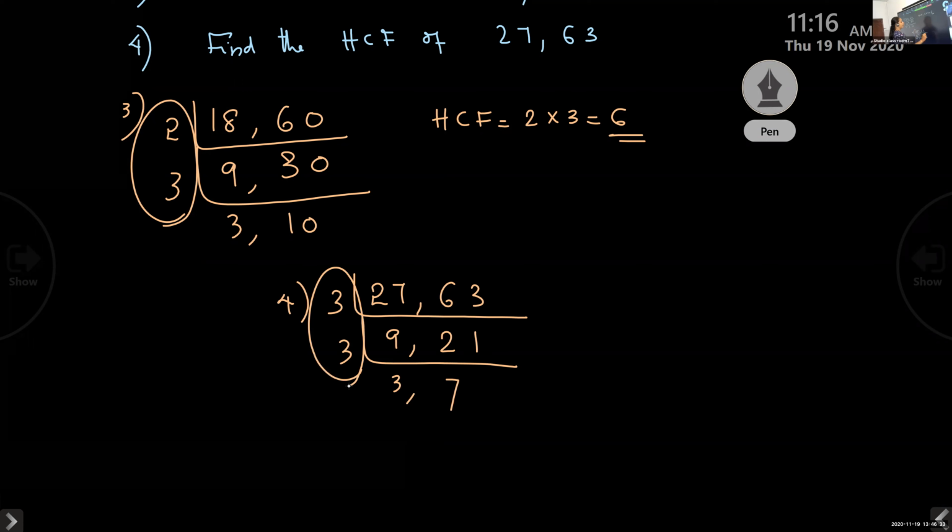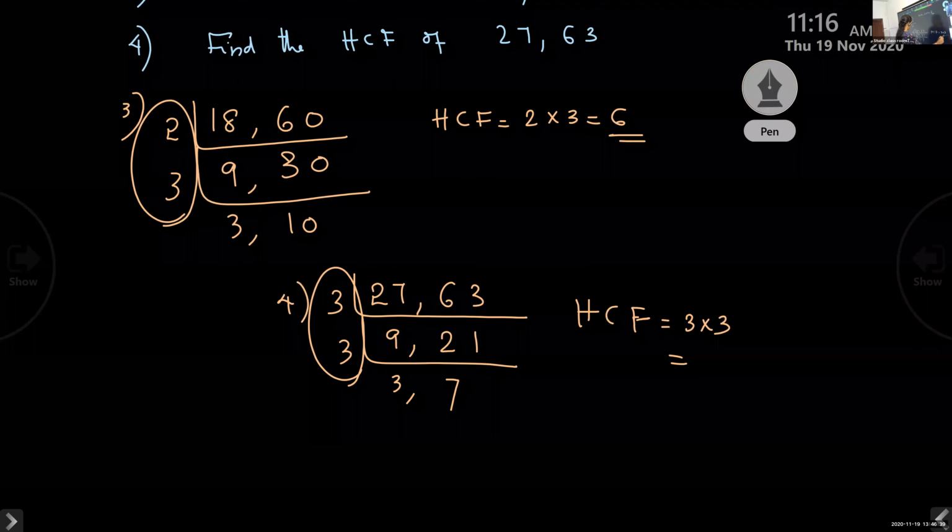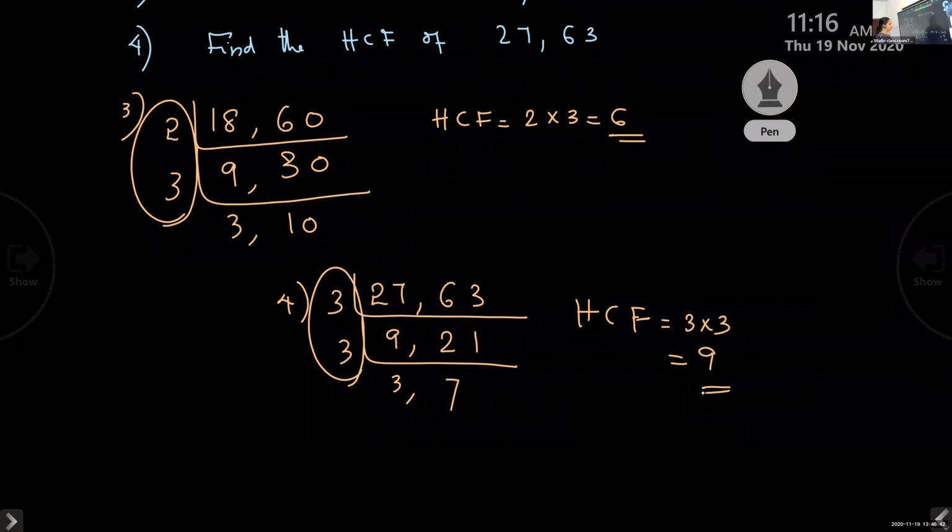The HCF is 3 into 3, which is 9. HCF equal to 9. 9 only, right, children? Yes, ma'am. The 3 and 7 we are not taking, only the left side number.